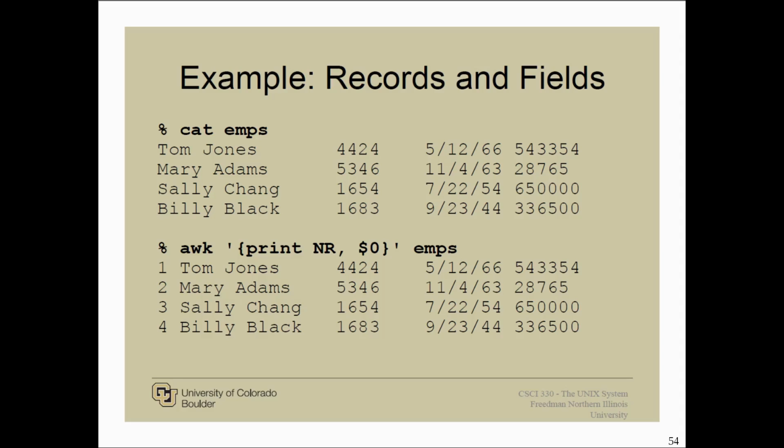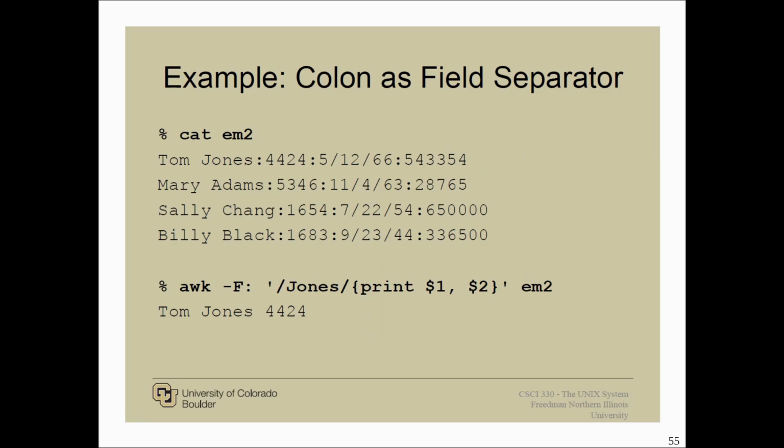And so we can see on the left there we have 1, 2, 3, 4, whereas before when we just catted the EMPs, we didn't have any numbers in it. So that's the record number. And then it says print the record, which again I told you is delimited on new line, so that's the line, so we see the whole line after it.